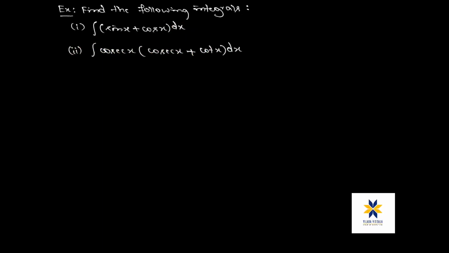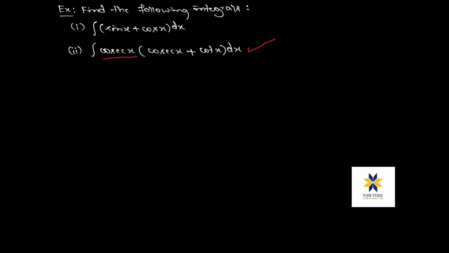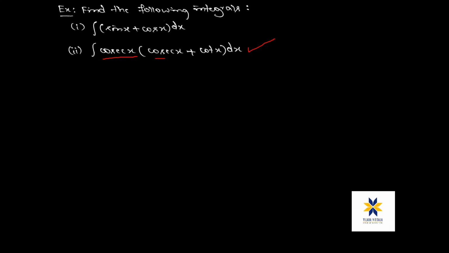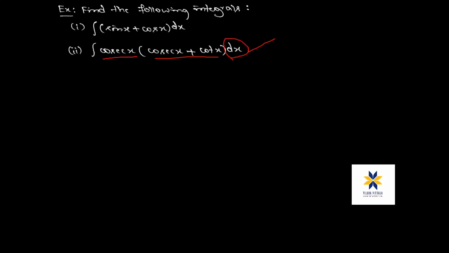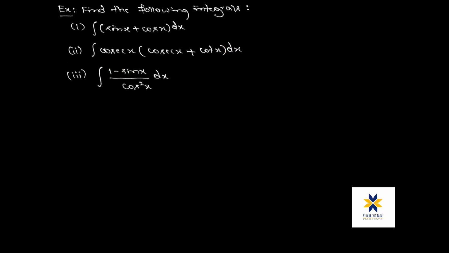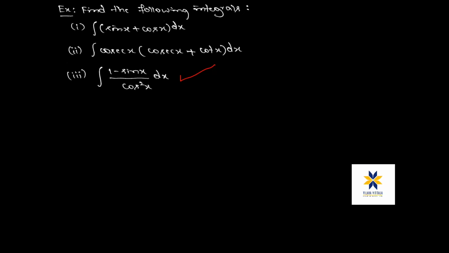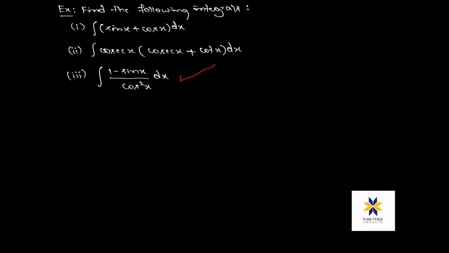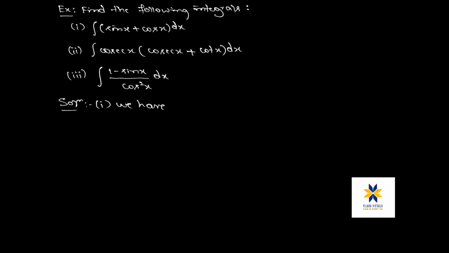This is the other question we have, integration of cosecant x into cosecant x plus cot x with respect to x. Here is the third problem, integration of 1 minus sin x by cos square x. Now let us start with the first solution.